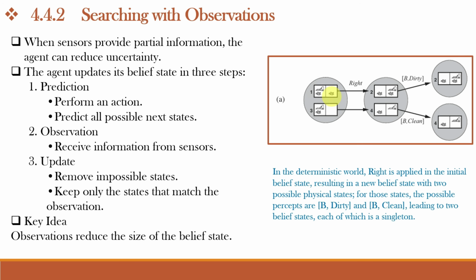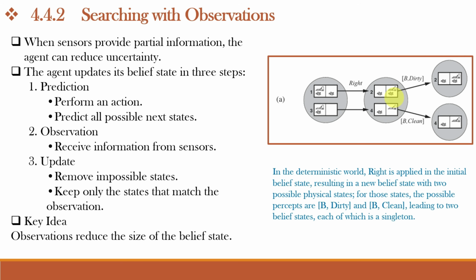See, this is the initial belief state. The agent does not know whether it is in state 1 or state 3. So its belief state is {1, 3}. The agent only knows that either state 1 or state 3 is possible. Now the agent performs the move right action. Since both possible states move to the right, the predicted belief state becomes {2, 4}. And at this stage, the agent is still uncertain.